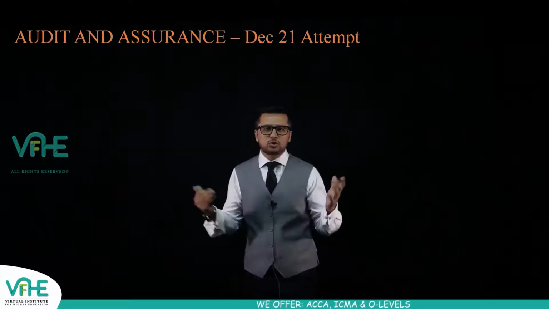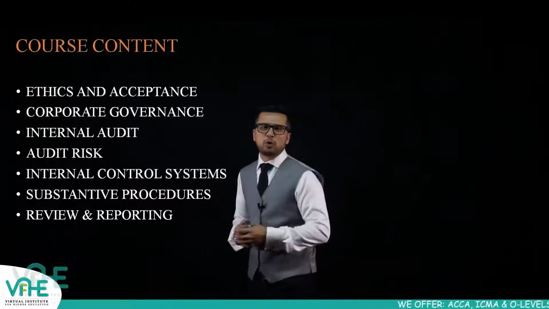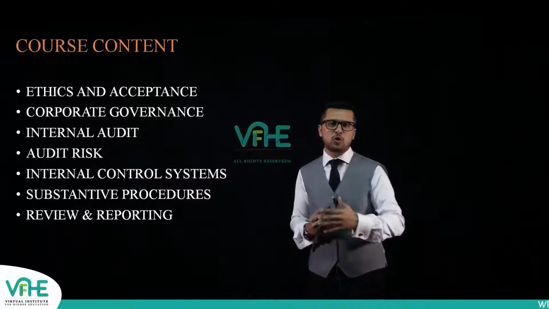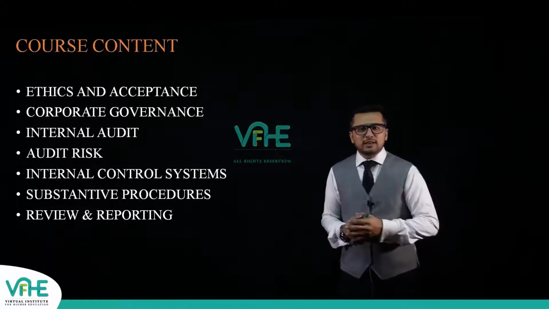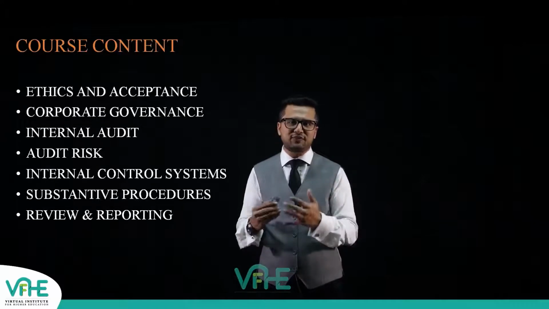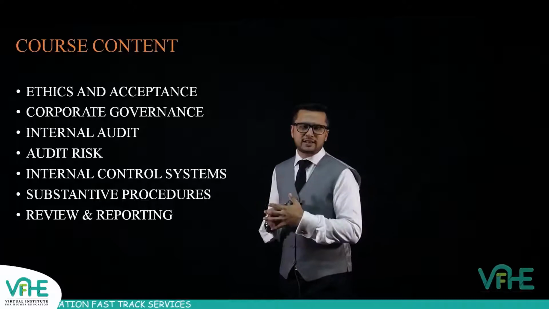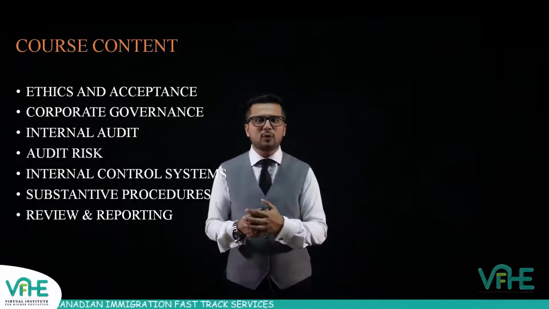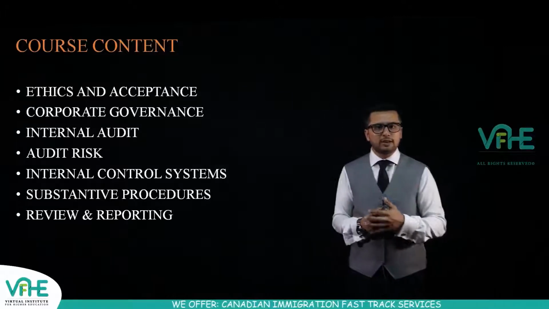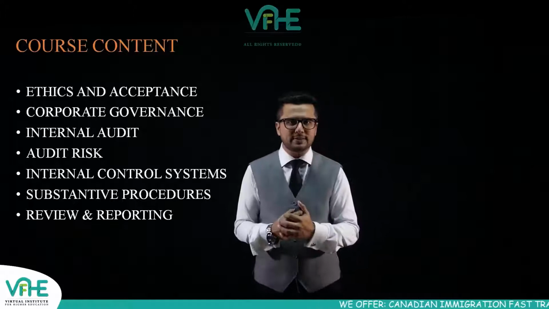Okay, let's talk about audit and assurance. Let's explore audit and assurance, and I would like to start from the course content. The course content can be divided into 7 different areas. The first area would be ethics and acceptance. The second area would be corporate governance. The third area would be internal audit. Now, these 3 areas are the minor areas of the syllabus.